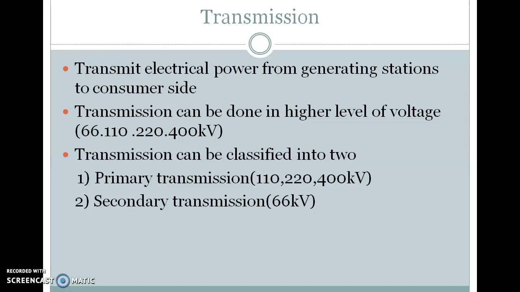Also, transmission can be classified into 2: the first one is primary transmission, the second one is secondary transmission. Primary transmission is also known as the primary transmission level or transmission level. The voltage range of the primary transmission level is 110, 220, 400 kV. So a transmission line which belongs to 110 kV, 220 or 400 kV is a primary transmission network. For secondary transmission, the voltage level is 66 kV.